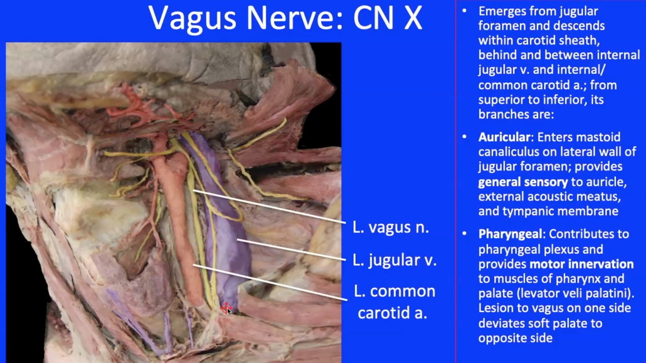The nerve will give off various branches, including the auricular and the pharyngeal plexus. The auricular is sensory to a small area of the external ear. The pharyngeal branch will be motor to muscles involved in swallowing. We will discuss these details later.